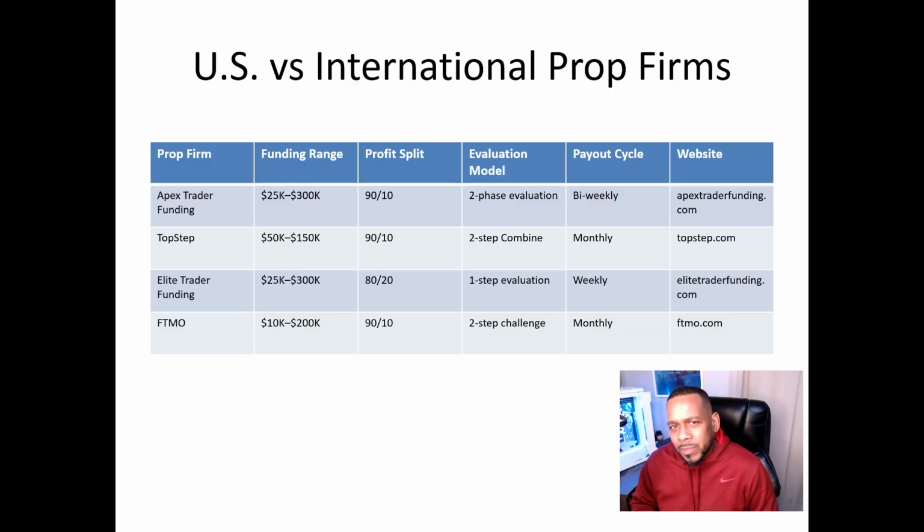Any other prop firms out there will be some kind of variant of this. It'll still probably be like a 2-phase evaluation or 2-step evaluation. Then you get funded. All of them are pretty much the same. So that's why, again, I picked like the top 3 in the US and then one international prop firm. There's not much of a difference other than, like I said, the rules and regulations about taxes and things here in America. And I'm not here to talk about taxes, but that's the difference in you getting funded.